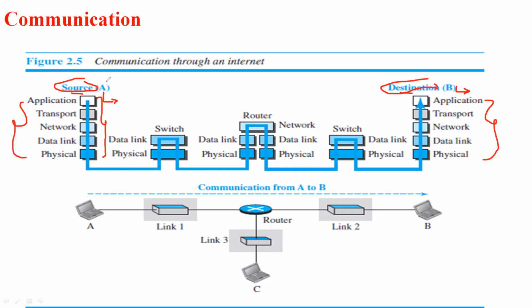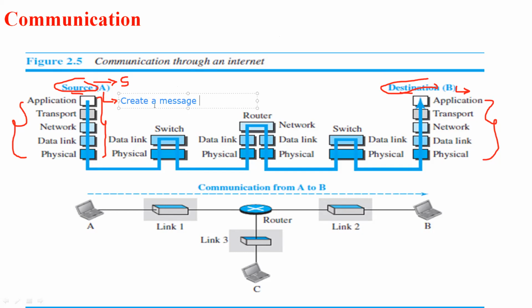This source host, as the name itself suggests, is acting as a sending agent, right? So source is always for sending. So this source will create a message in the application layer and send it down through all the other layers, so that it is physically sent to the destination host.